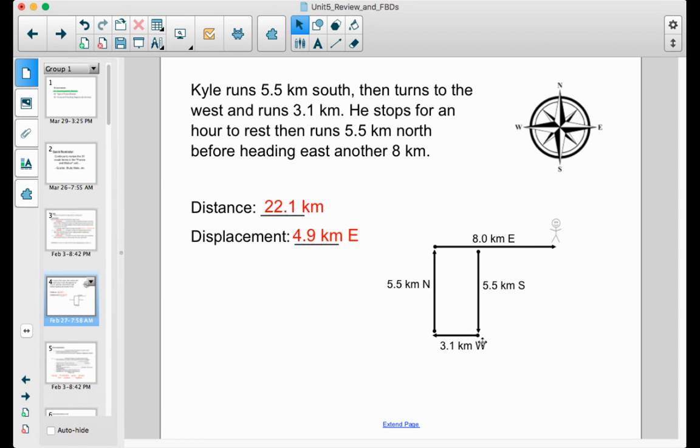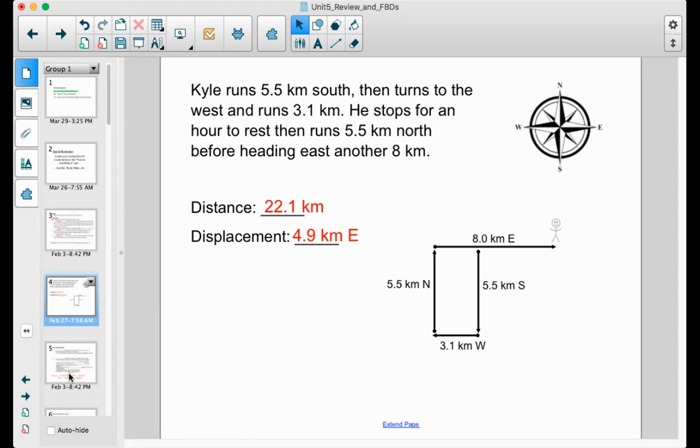If you know he traveled 3.1 kilometers to the west, when we use that reference point from here to here, then all we have to do is take 3.1 from 8, and that gives us 4.9. So the distance that he was displaced from this point to his ending point is 4.9 kilometers. It's very important to include a direction because he has now displaced himself to the east of his original position.